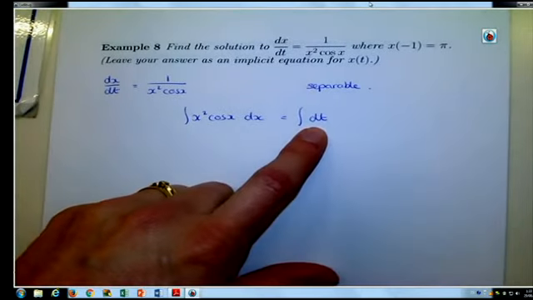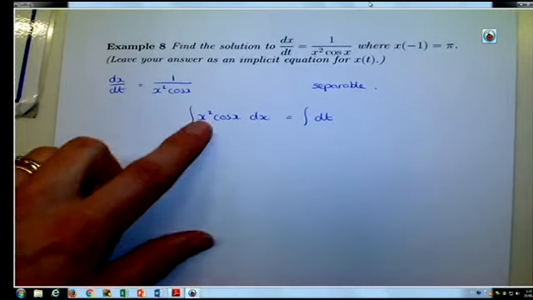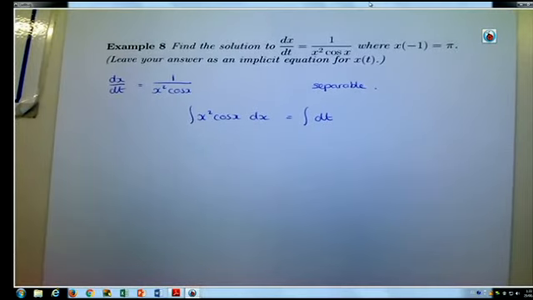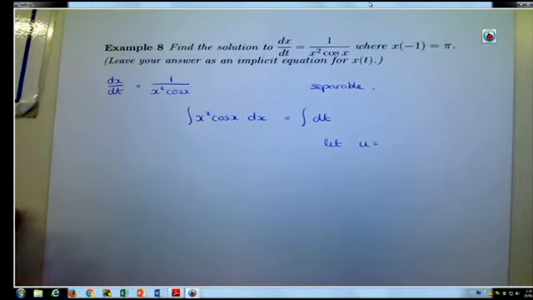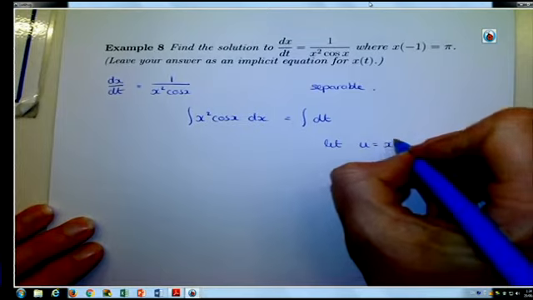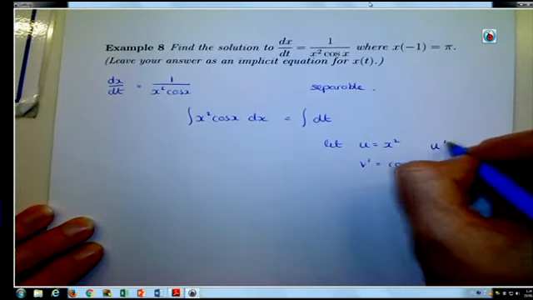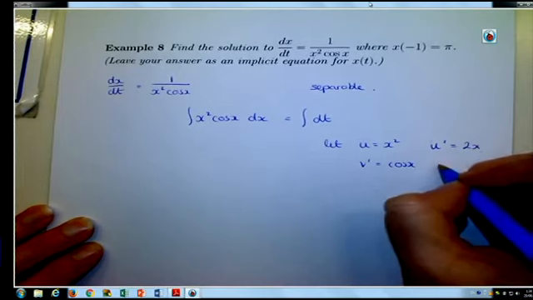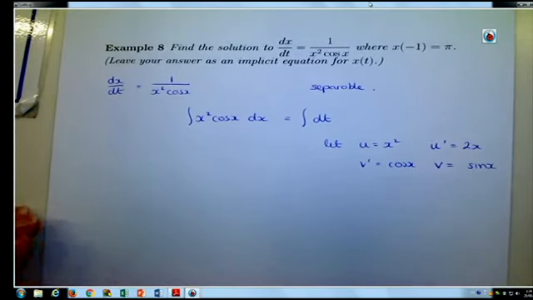So this time the right-hand side is easy, but the left-hand side is not. It's the product of two things. What are we going to choose to be our u and what will be our v prime, do you reckon? X squared? That's right, yep. And then when we differentiate u, we get 2x, and when we integrate v prime, we get sine of x.